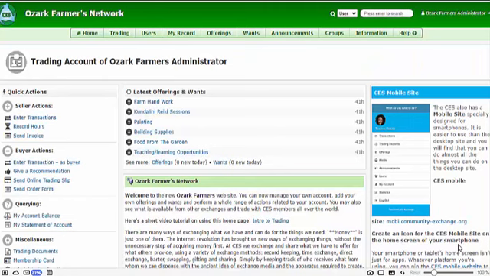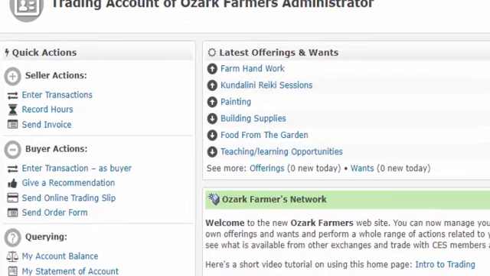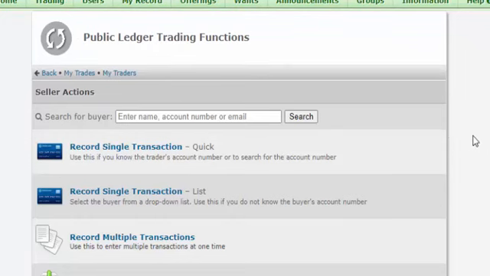All right, so now we are back on the trading account homepage. In the previous video, I covered the homepage with you. Today, we're just going to look at the Quick Actions menu on Seller's Actions. To enter a transaction, click here, and you've got some choices. Now, when it says Public Ledger Trading Functions, what that means is it's not public to the whole world. It's public to members of the exchange.